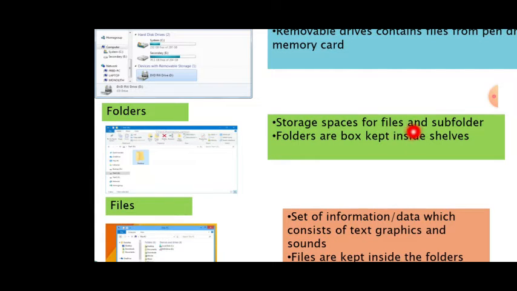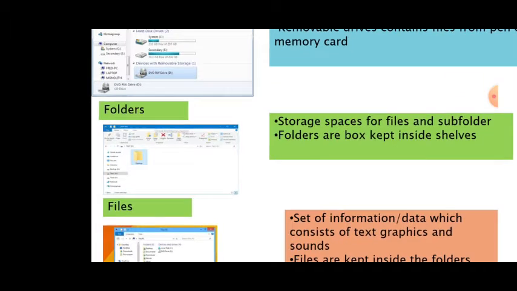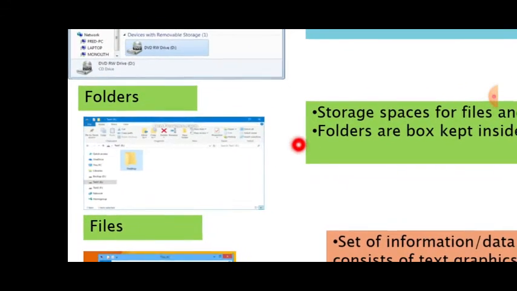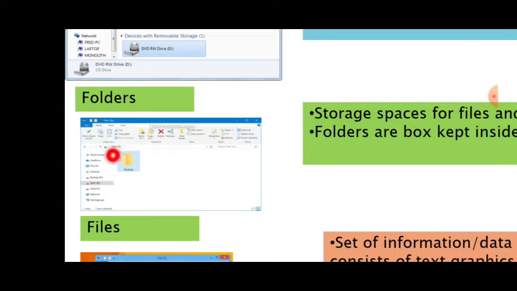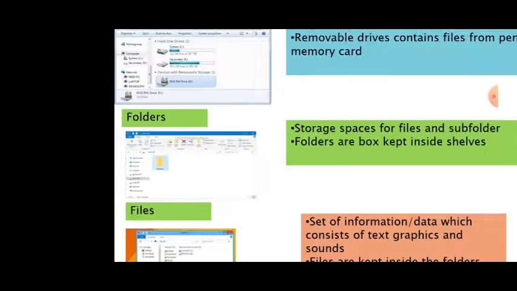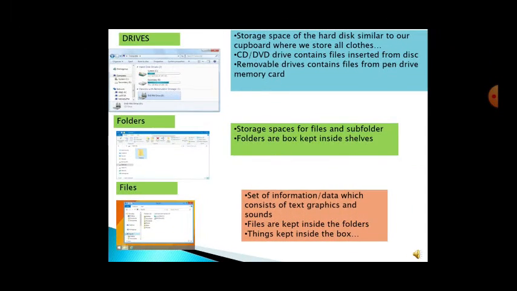Next, let us see what is a folder. A folder is a storage space for files and subfolders. Think of a box. You can keep one box, and inside that you can keep another box and store some things inside. Again, that is called a box. A box within the box is nothing but the subfolder, and the files are nothing but the items you keep inside the box, correct? You can see here how a folder looks. Yeah. Next, let us come to the files.